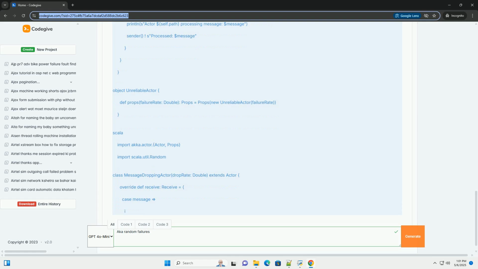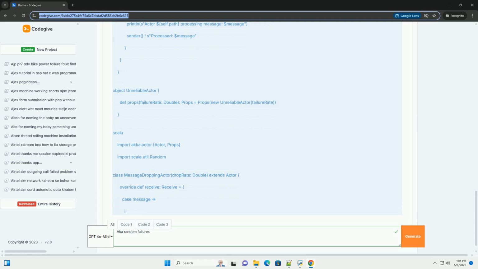Introducing latency. Simulates network delays or slow responses. We can introduce delays before sending responses or processing messages using akka.pattern.after. This actor introduces a random delay between minLatency and maxLatency before sending a response. Throwing exceptions. Simulates internal errors or exceptions occurring within an actor's logic. We've already seen this in the random actor termination example. You can also create specific exception types to test your supervision strategies.